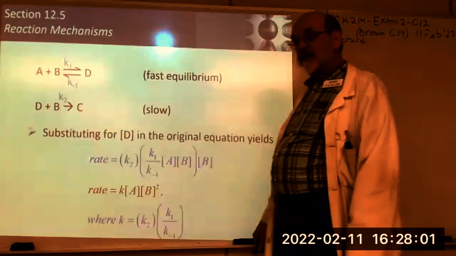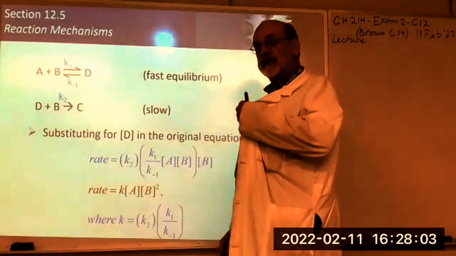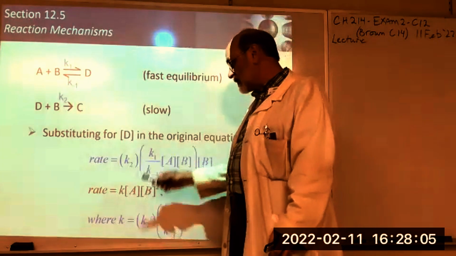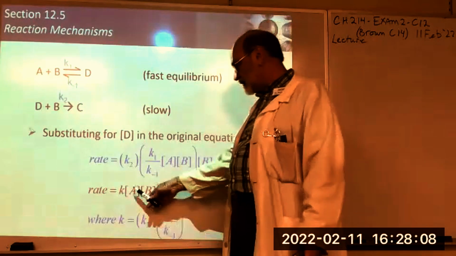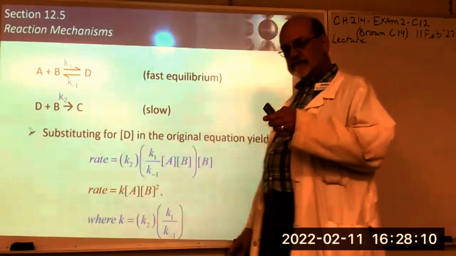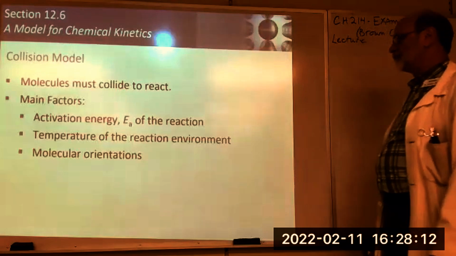Then what we have to do is actually run experiments and find out what the empirical rate law is. Does it agree with that? Is this one first order and that one second order?